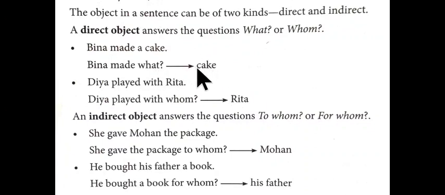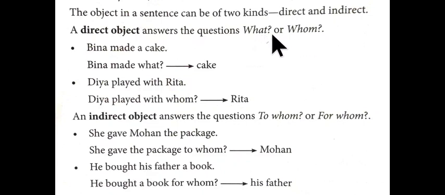Yes, Beena made a cake, okay. So this is an example of a direct object. Here, cake is the direct object. So what is a direct object, students? Please listen very carefully. A direct object actually answers the question of what or whom.